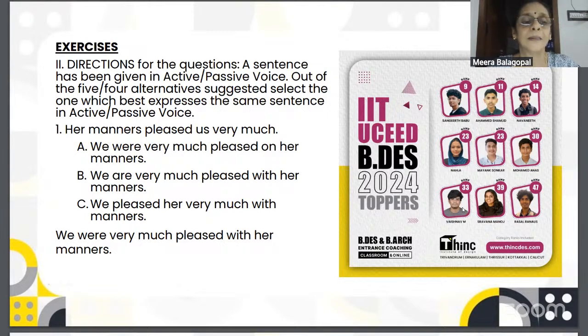So what is the tense of the sentence? The tense of the sentence is past tense. Her manners pleased. So it is simple past tense. So when you change simple past tense into passive voice, us will become the subject. So we, and it is past tense. We were very much pleased, and you always use the preposition with, not on. Okay, with her manners. So we were very much pleased with her manners. D is the answer.